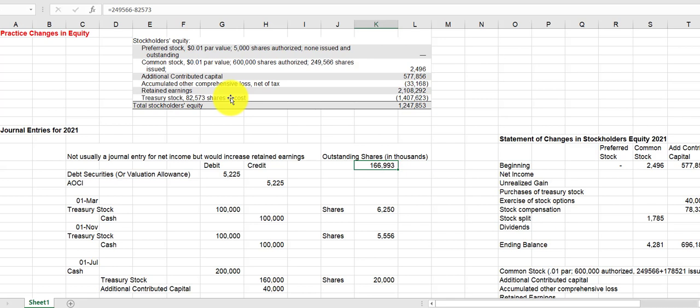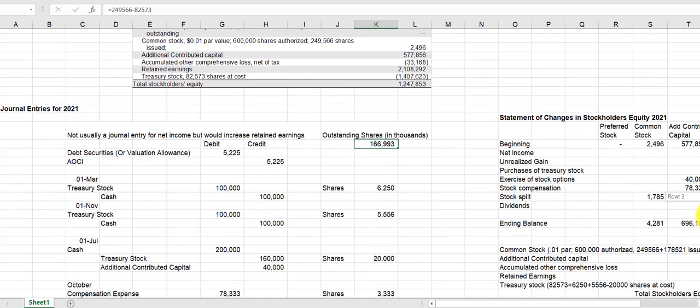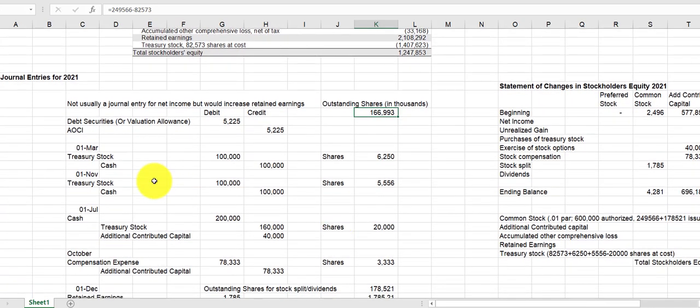That's what's going to start, because this is what we ended up with last year. So that's what we're going to have as our outstanding shares. We actually only need that for a couple of the last transactions, but we're going to keep track of our outstanding shares as we go along.